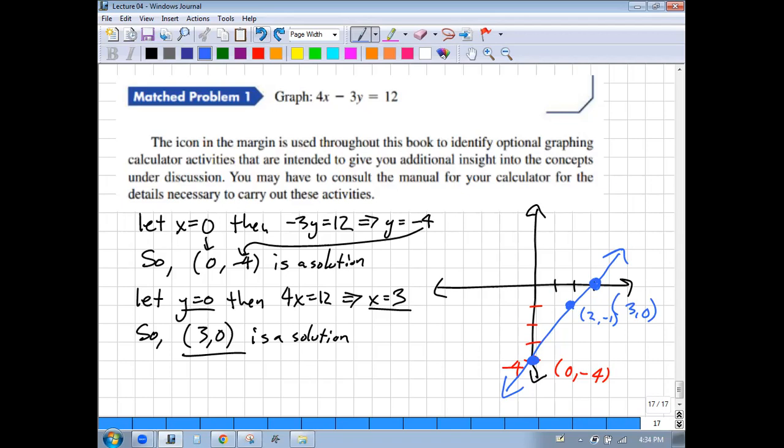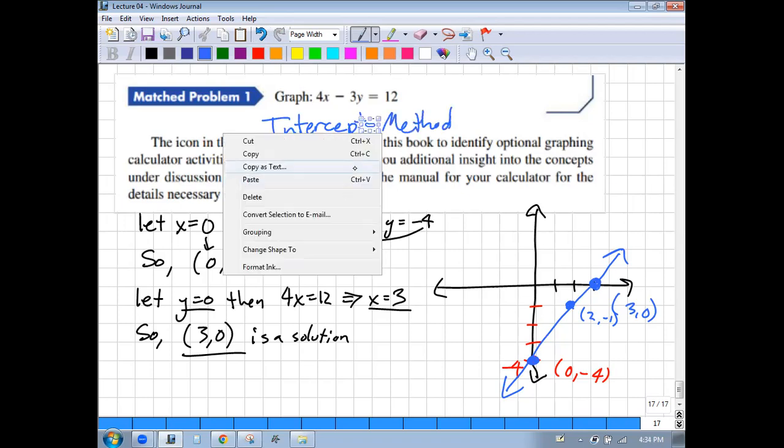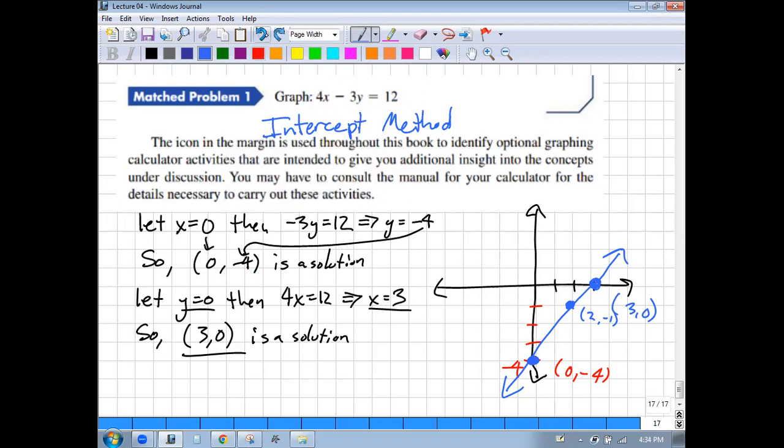So this is called the intercept method. Where you look at the equation, let each variable be 0, figure out the corresponding x or y, then you know the x and y intercepts. You got 2 points, make a line, draw a line through them. Called the intercept method. Later on, we're going to have the slope-intercept method.